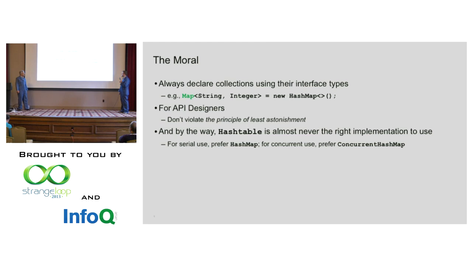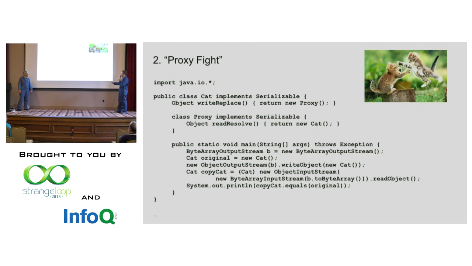Cool. That was tricky, but if you think that was tricky, I have one for you. All right. I call it Proxy Fight, and we have this cute little kitty, and we love her so much that we are going to use serialization to create a copy of her. And then we're going to check our results. Any standard design pattern that this demonstrates for us? Yes. We don't want to serialize the kitty directly because kitties aren't serializable. So we use the serialization proxy pattern.